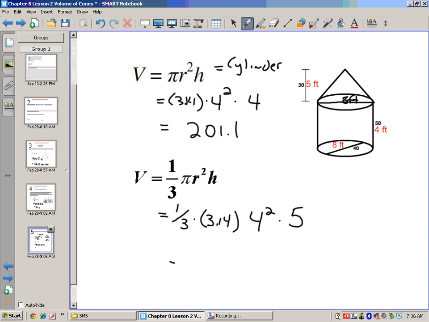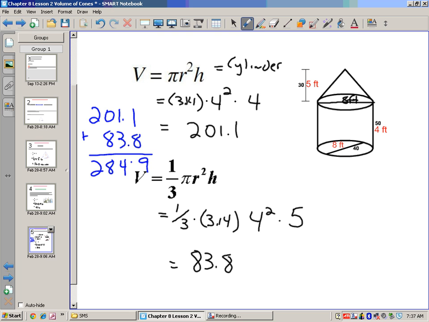So you punch that in your calculator, 1/3 times 3.14 times 4 squared times 5, and you're going to get about 83.8 for our cone. So then all we do is add up 201.1 plus 83.8, and you're going to get about 284.9 cubic feet.